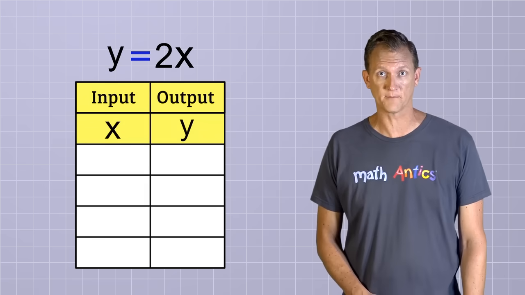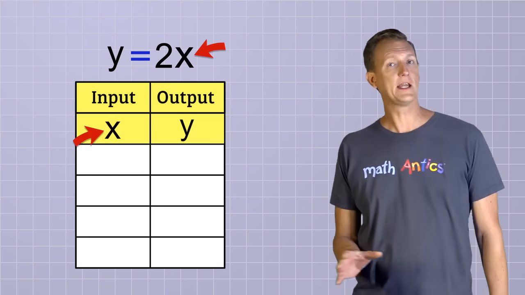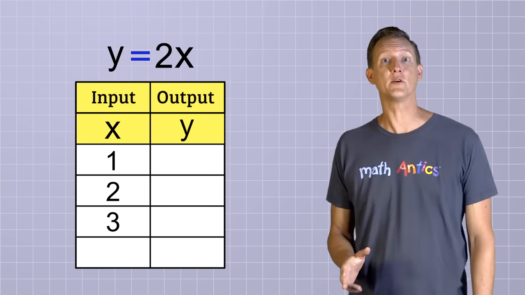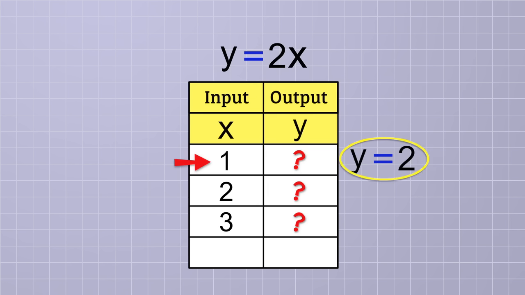And just like the polygon example, we can make a function table to show some of the possible input-output combinations. For this function, we could choose any number at all for the value of x. But to keep things simple, let's just try inputting 1, 2, and 3 as values of x and see what outputs we get for our table. If we input the value 1, in other words, if we substitute the value 1 for the x in our equation, then we get y equals 2 times 1, which simplifies to y equals 2. And since y is our output variable, we put a 2 in the output column.